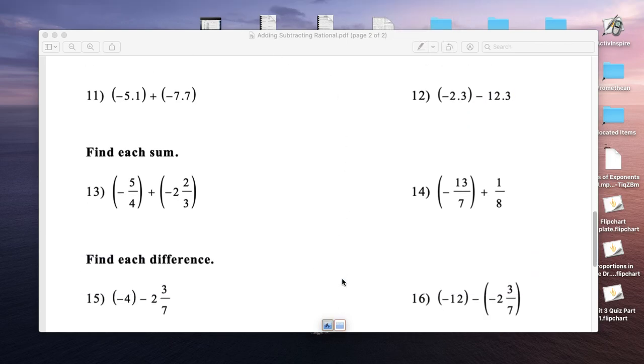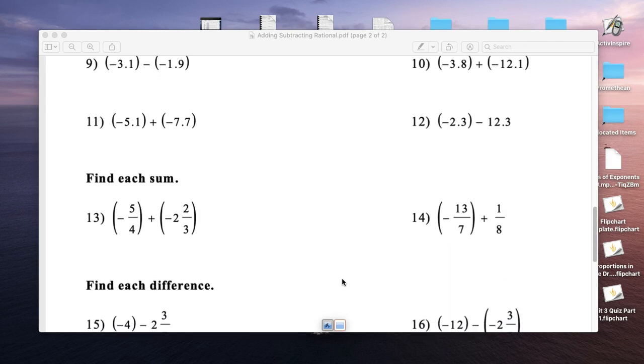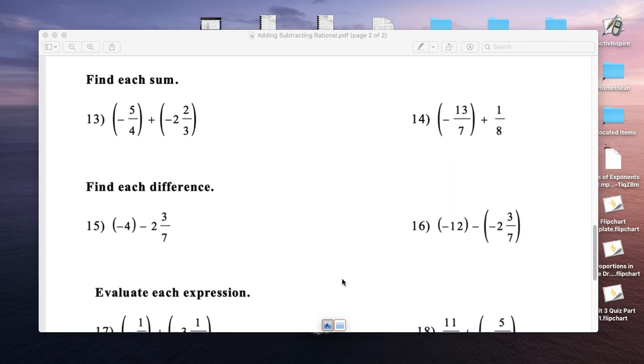Okay. Ooh, fractions. And take another bite.